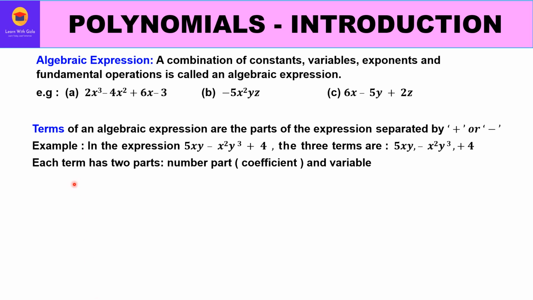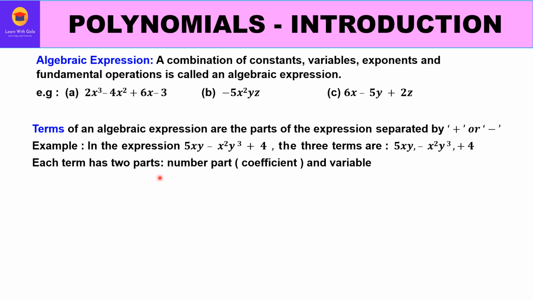What are terms? Terms of an algebraic expression are parts of the expression separated by plus or minus. For example, in the expression 5xy minus x square y cube plus 4, there are three terms. They are joined by plus and minus. The two mathematical operations used over here are minus and plus. Right, so the three terms are what? 5xy, minus x square y cube, plus 4. All these are the three terms which are used in this algebraic expression.